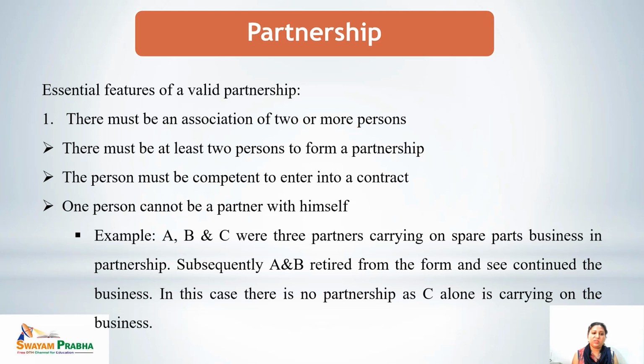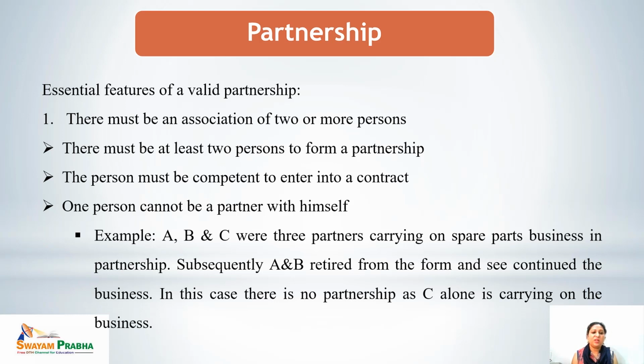What are the essential features of a valid partnership? There must be an association of two or more persons. One person cannot be a partner of himself, so there should be at least two persons to form a valid partnership. The persons should be competent to enter into a contract. That means they should fulfill all the conditions of a competent party to enter into a contract.